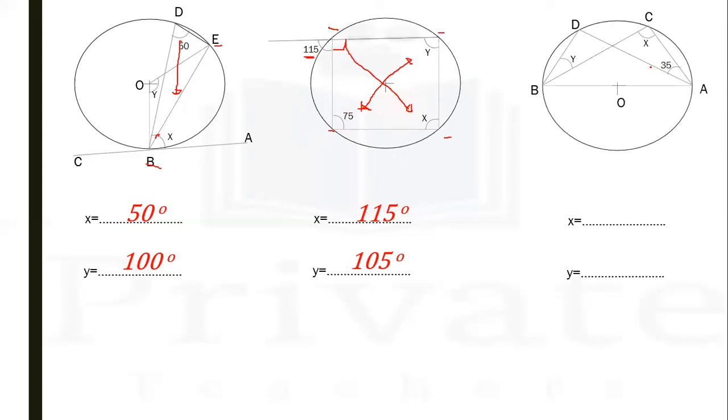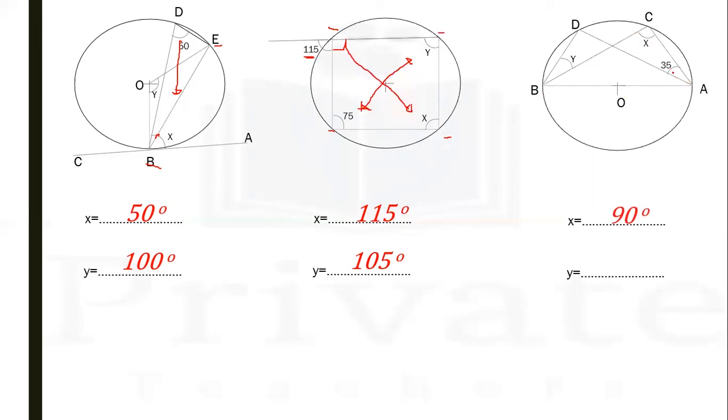Then again, look, AB is what? Diameter. AB is diameter. The angle x is an angle made on the diameter, so x is equal to 90.